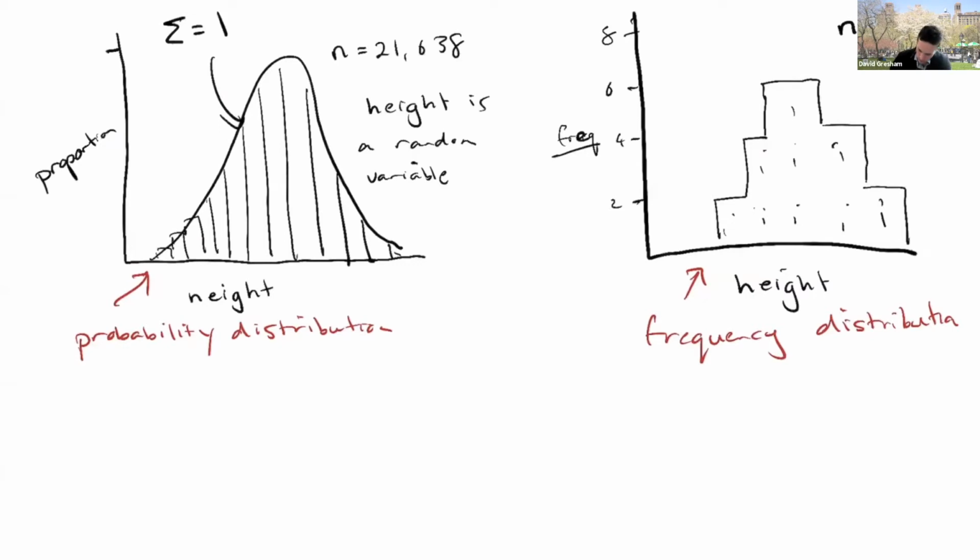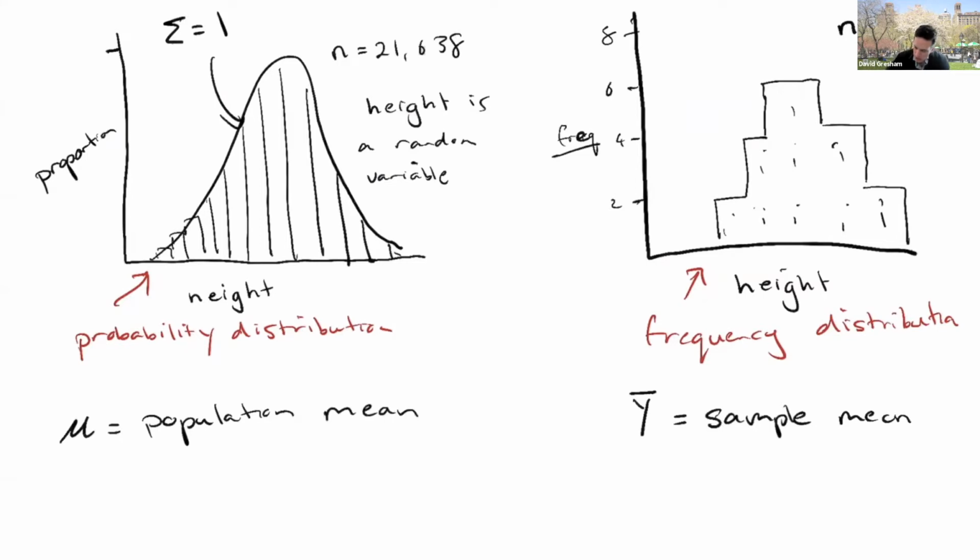So we can define the population mean. And in this case, we'll use the symbol mu, the Greek symbol mu, which we write as this funny U shape. When we take a sample from this frequency distribution, we calculate the mean. We're going to call that our sample mean. And in that case, we're going to use the Roman letter Y, and we're going to call it Y bar. So this is our population mean, and this is our sample mean.